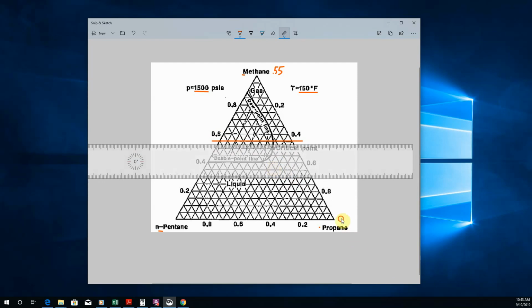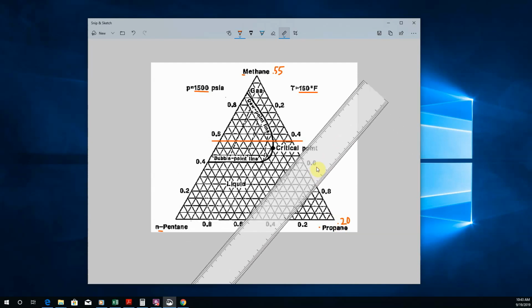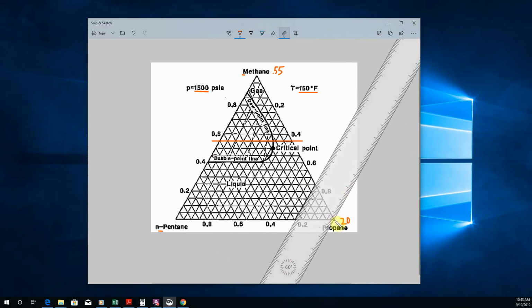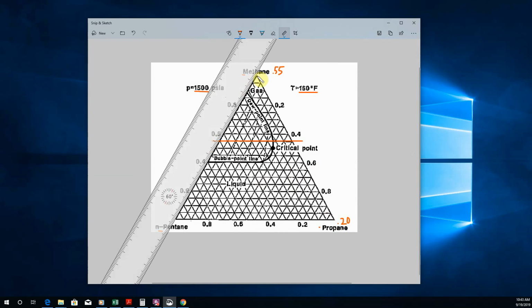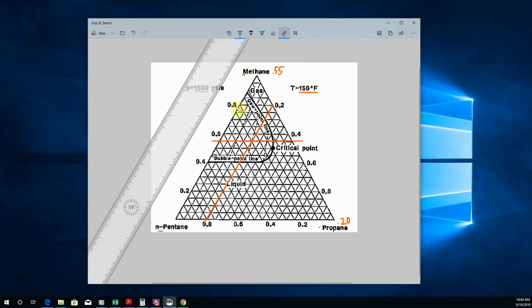Now, propane, the question gives us propane is 20. So we're looking for 0.2 propane. Let me get this turned around here. I think that's good, yeah. So all the way here at the end, that's 100% propane. All the way on this end, this line is 0%. So right about here is 20% propane. So let's, not exactly straight there, that's a little straighter. Let's draw ourselves a line here. So there's the 20% propane line.